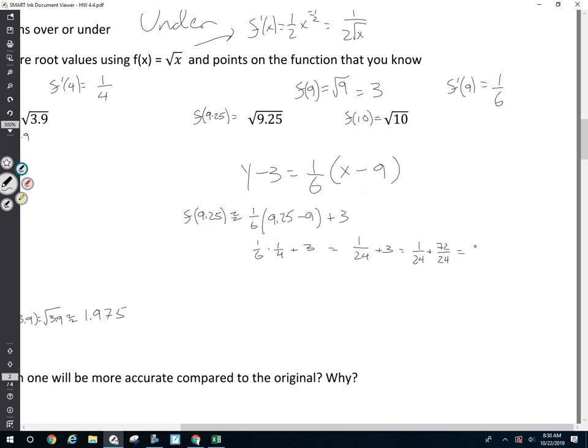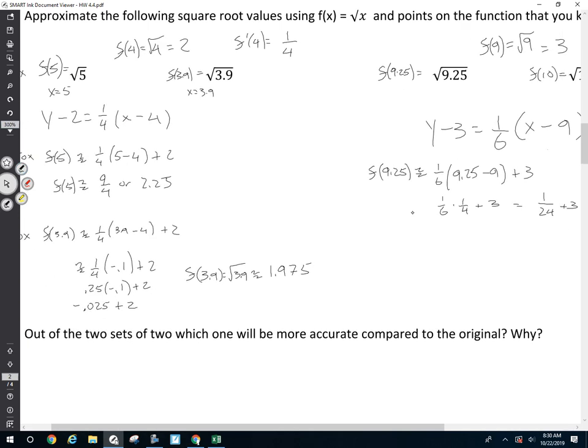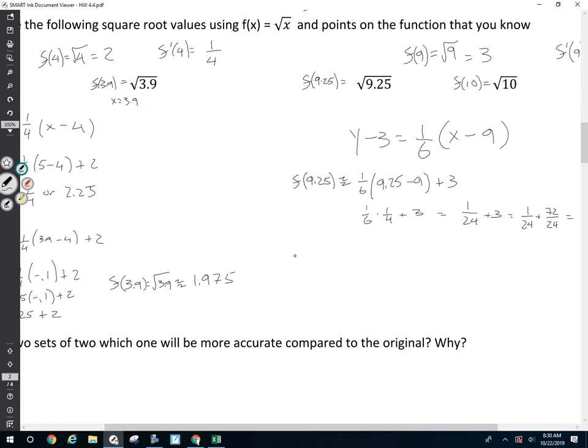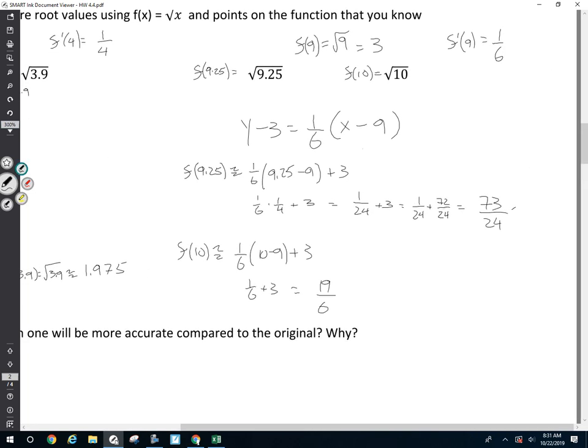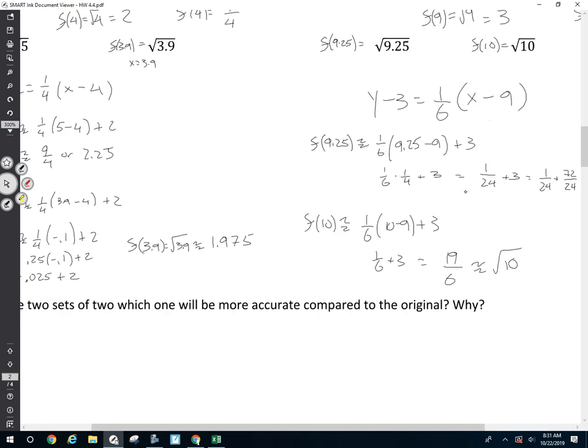So I think the square root of 9.25 is approximately 73/24. And f of 10, so root 10 is approximately 1/6 (10 minus 9) plus 3. That's 1/6 plus 3, 18/6 plus 1/6, so this is 19/6. So I think the square root of 9.25 is approximately 73/24. I think the square root of 10 is approximately 19/6.